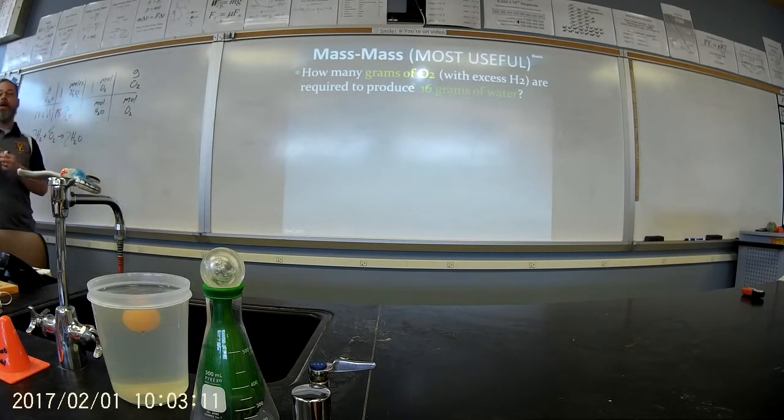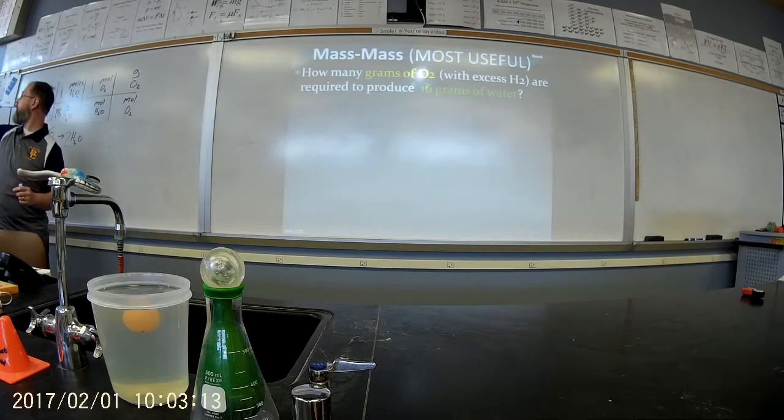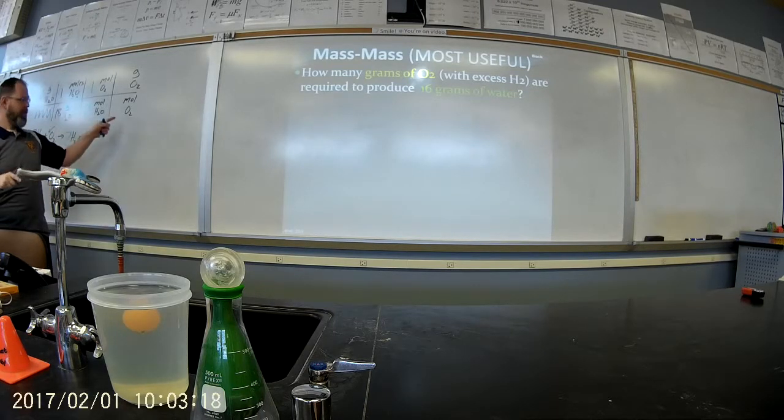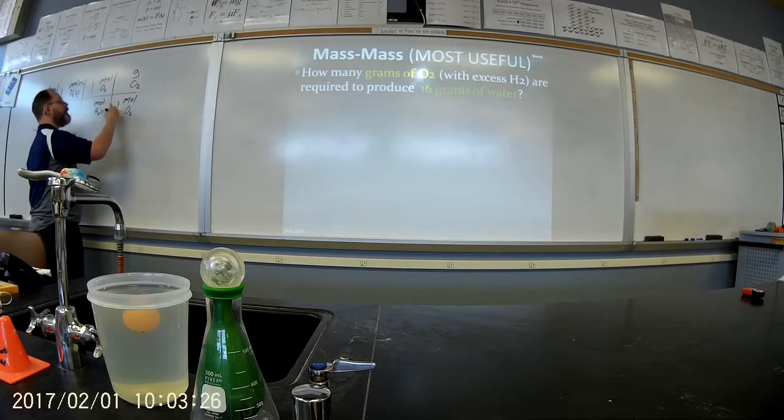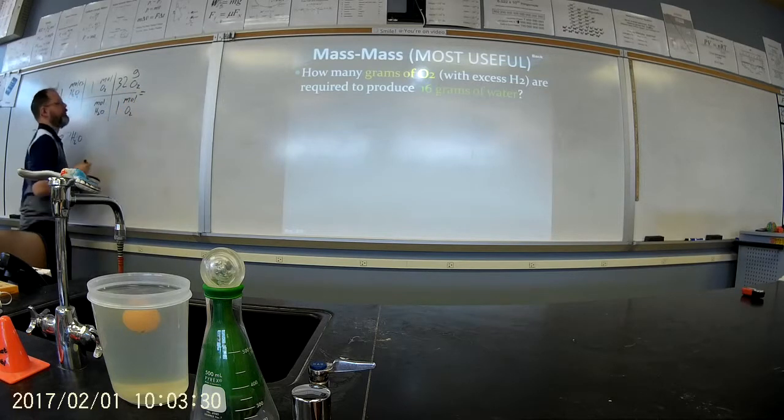Wait, what? Okay, we're not talking about oxygen atoms. Oxygen is 16 on the periodic table, 16 grams, and then it's 2 oxygens. Exactly. Yeah, because oxygen gas is diatomic. So for every 1 mole of O2, we get 32 grams of O2.